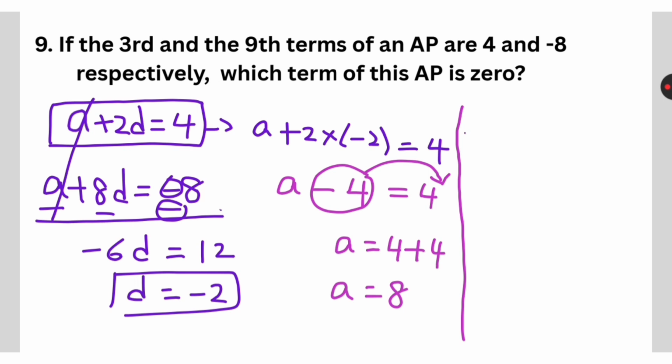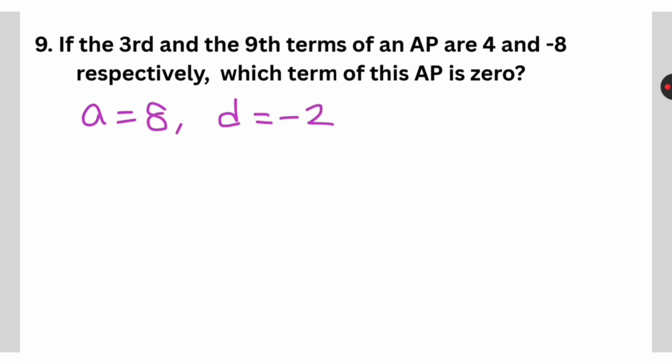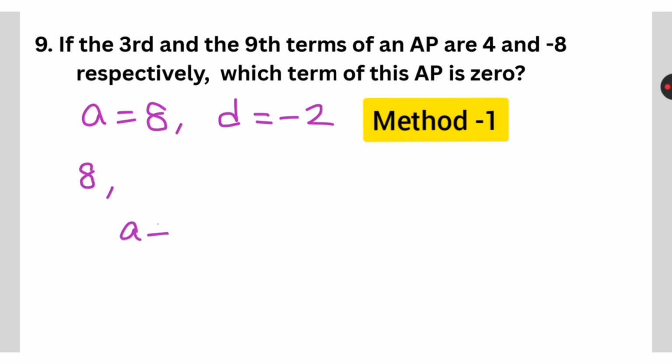We know the first term, which is 8, and we know the common difference, that is minus 2. Here I will show you two ways to find which term of this arithmetic progression is 0. The first method is, first write the progression. The first term is 8. The second term is nothing but A plus D. So 8 minus 2 gives 6. That is the second term.